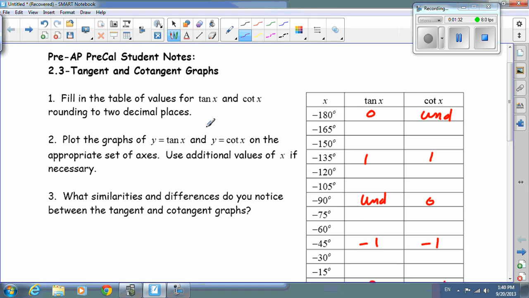Let's go back to our worksheet. So we completed number 1. You should be able to do it by yourself. Number 2 says plot the graph of y equals tangent x and y equals cotangent x on the appropriate set of axes. These axes are given to you on the last page of your notes.